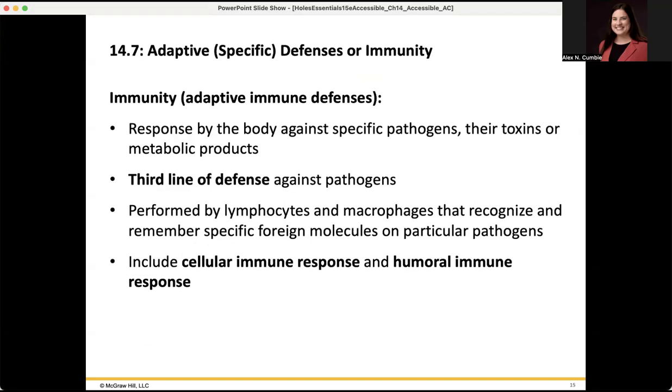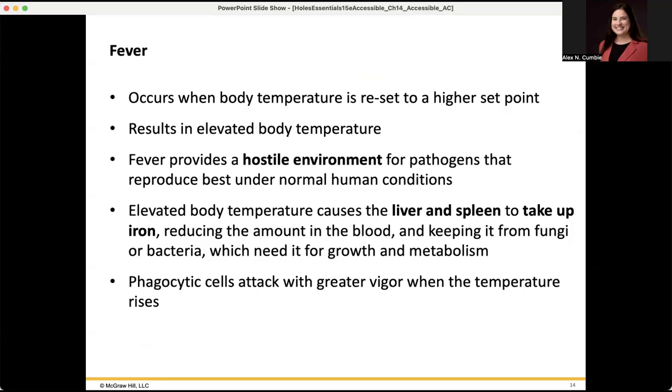I think this might be our last innate defense. Our last innate defense is fever. Typically, you have a set point in your body for what your body temperature should be. But in the case of infection, there might be signals, which are called pyrogens, which make their way to your brain and tell your brain to produce a fever to try to either stop a pathogen from reproducing or kill the pathogen. And what the fever is doing is making a hostile environment for that pathogen.